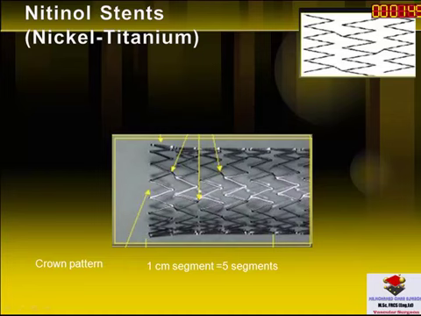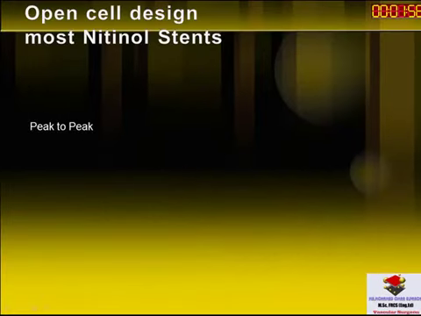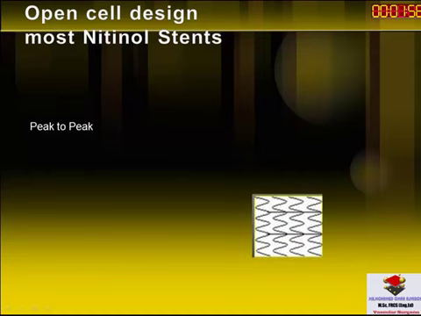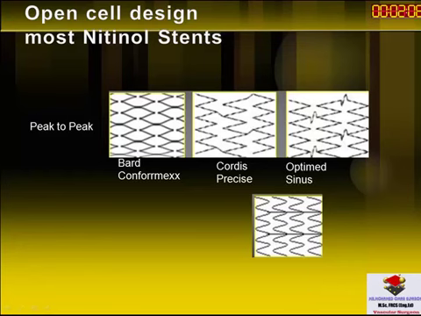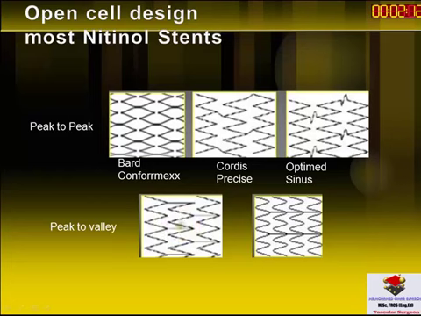Here you can see a magnification of a smart stent by Cordis, and you can see how the parts are connected to each other. Now in the open cell design you can have either peak to peak or peak to valley. These are the three famous examples of peak to peak: Bart, Precise by Cordis, and Optimate by Sinus. And you can also have peak to valley like the Silver stent.